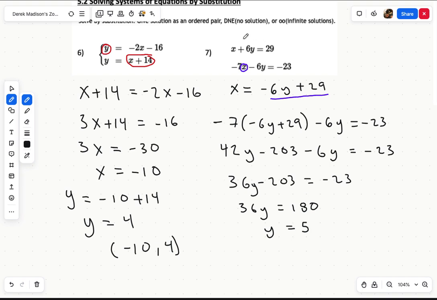Once I have that, I can back solve into either of these equations. I'm just going to put it in this one right here. I could put it anywhere, but that one looks easy. So x plus 6 times 5 equals 29. So that'd be x plus 30 equals 29. So subtracting, and I get x equals -1. So the solution set for that one is going to be -1 and 5.